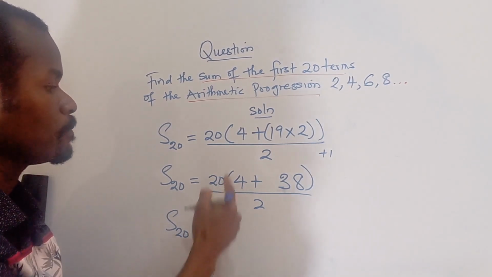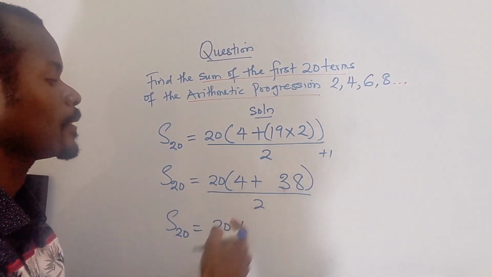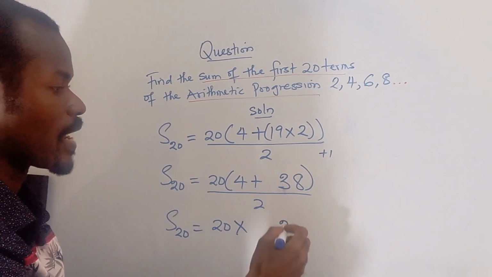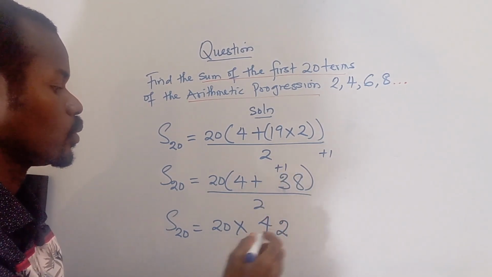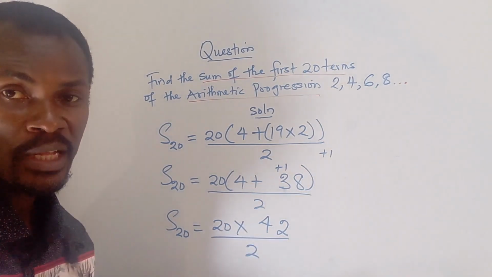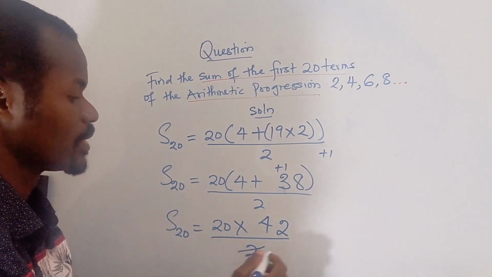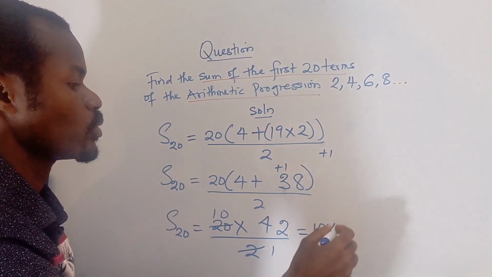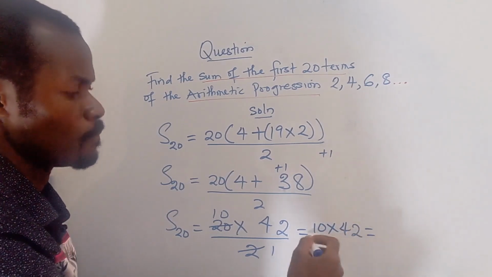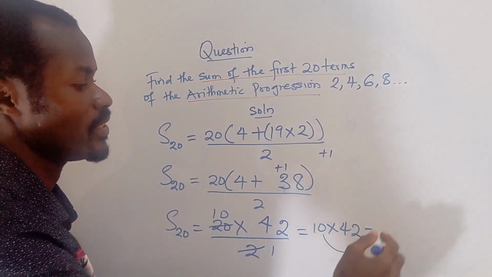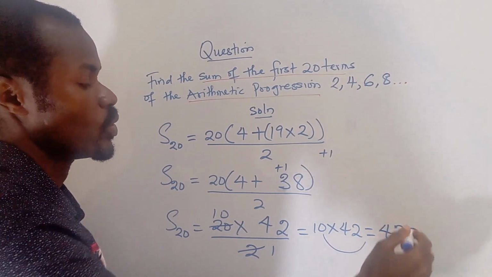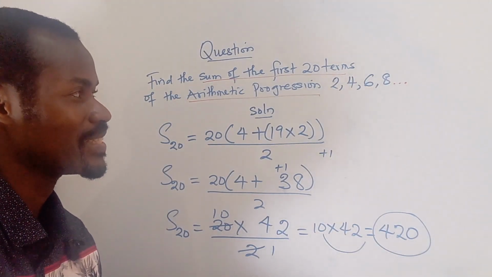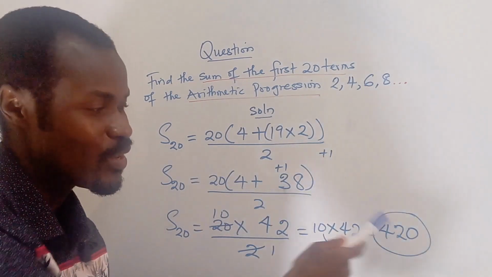So we have this as 20, the bracket means multiply. Let's add this. 4 plus 38: 4 plus 8 is 12, carry 1, so if we add the 1 here it is 42. So all this is going to be divided by 2. Now from this point it's quite easier. 2 can divide itself, that is 1. 2 divides 20 to give 10. So we have 10 times 42. 10 times 42 will simply transfer the 0, so it gives us 420. So the sum of the first 20 terms of this arithmetic progression is 420.